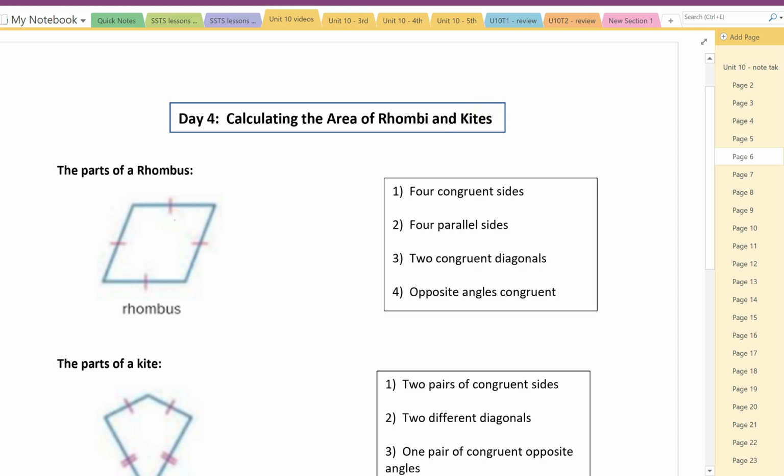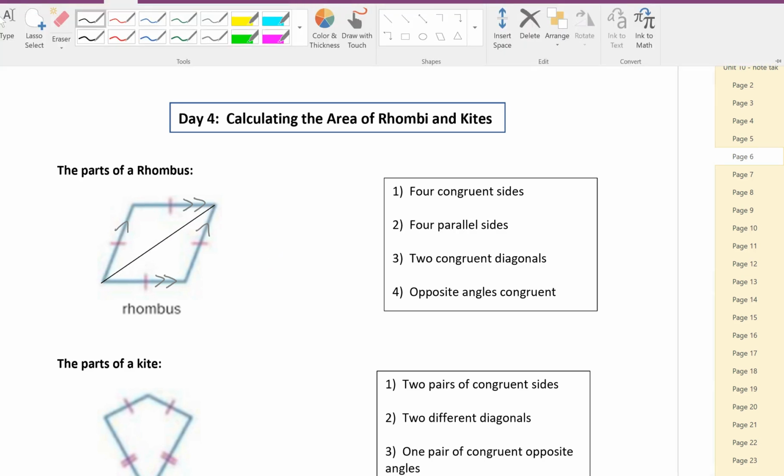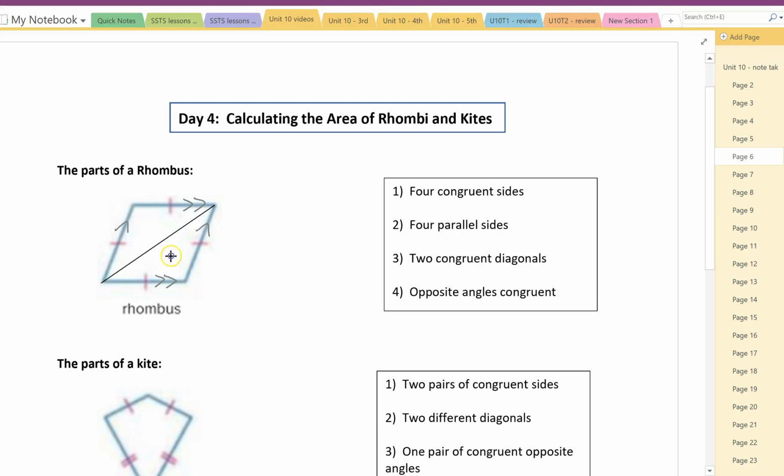It has four sides that are all the same length. The other thing about a rhombus is that both pairs of opposite sides are parallel to each other. Rhombi also have congruent diagonals. In other words, if I draw a straight line from one angle to its opposite, that's a diagonal. So rhombi have two diagonals.